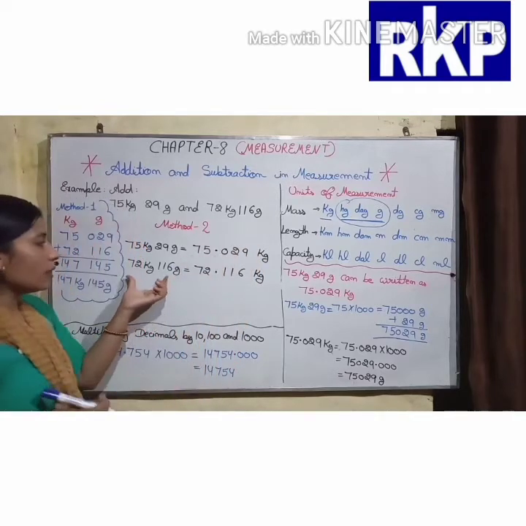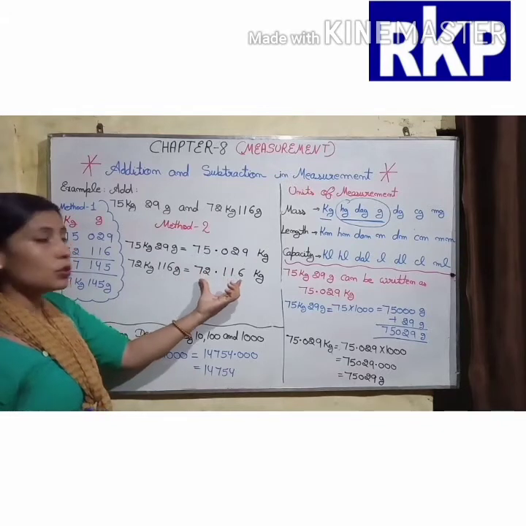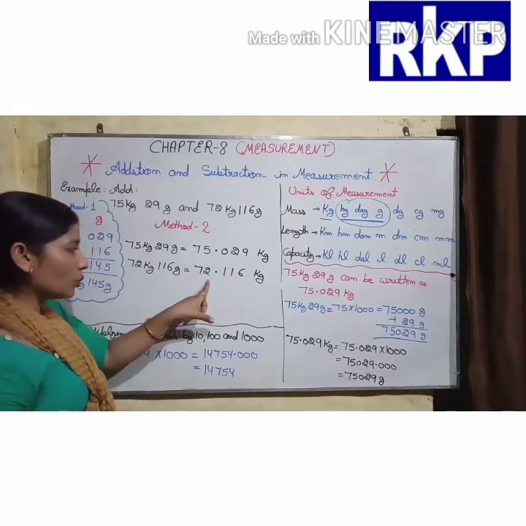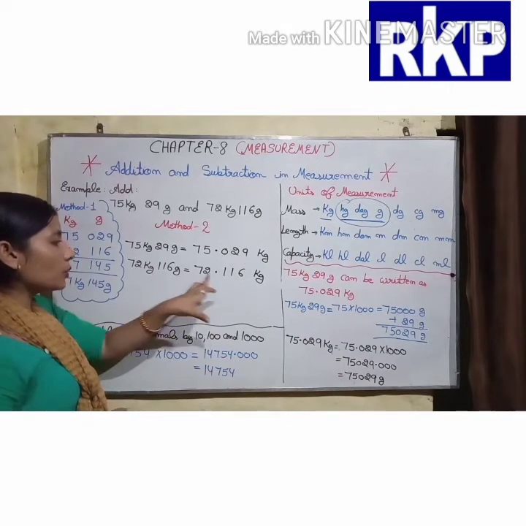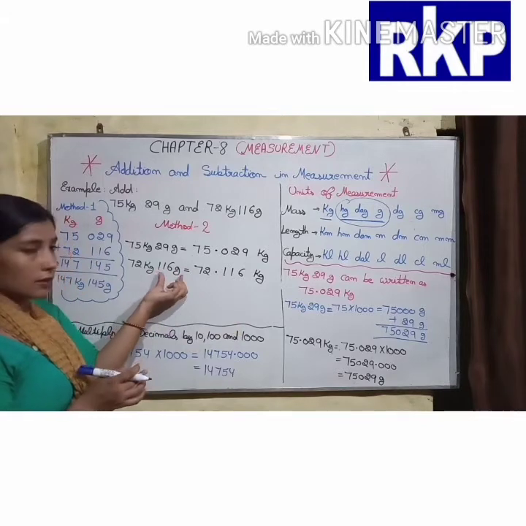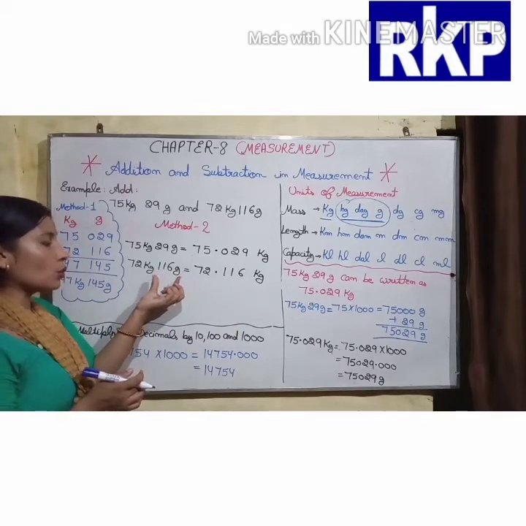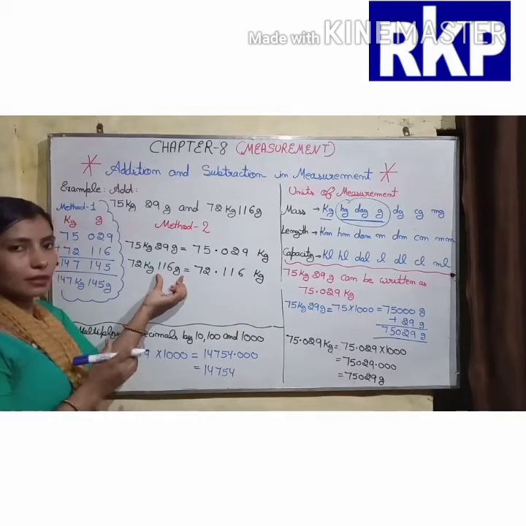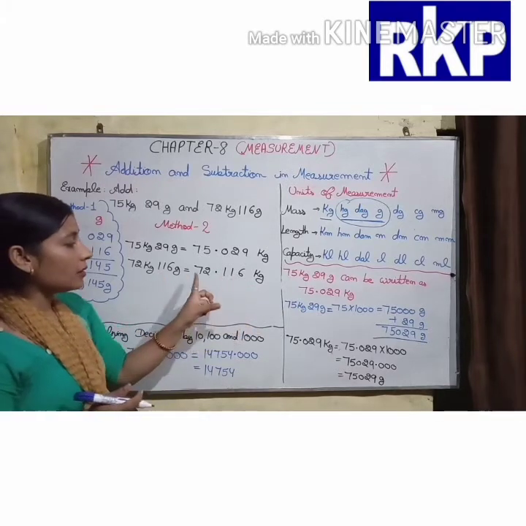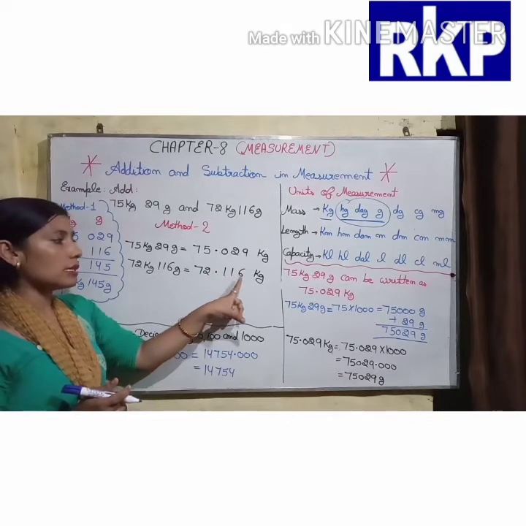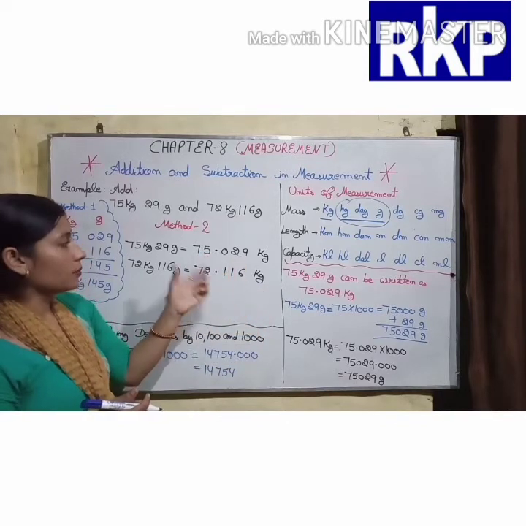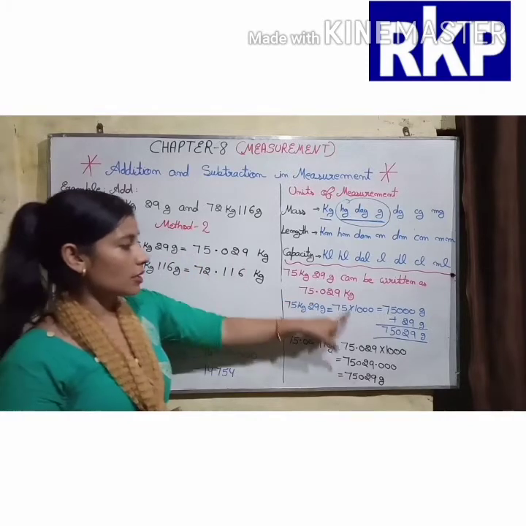And how can we write this into decimals? 72 kilograms. So 72, after that we have to put a decimal point, and then we have to write this 116. So here we already have 3 digits, so no need to put any zero. Here we have to write 72.116 kilograms.